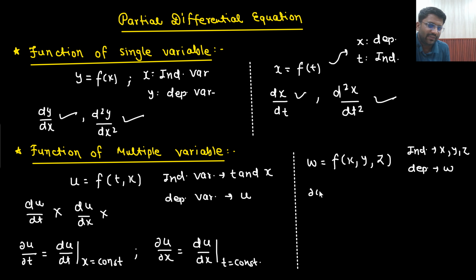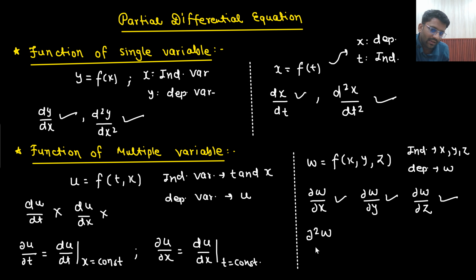Can you calculate the partial differentiation of u with respect to x? Absolutely, sir. With respect to y? Certainly, sir. Sorry, not u, it is w. So can you calculate the partial differentiation of w with respect to x? Yes. With respect to y? Yes. With respect to z? Yes. Can you calculate the partial differentiation of w with respect to x and y? Absolutely. What is the meaning of this? Sir, first you calculate the partial differentiation of w with respect to y, and then you calculate the partial differentiation of w with respect to x.